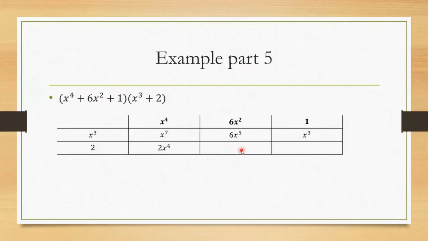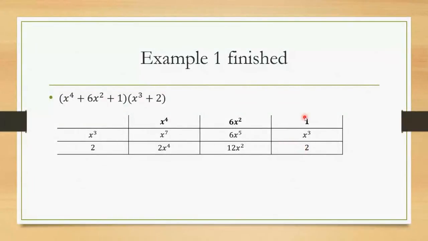For this one, we have 2 times 6x squared. When you multiply, you have 2 times 6. That gives you 12. And then you have just x squared. Again, when you multiply coefficients, normally you would add the exponents, but there's no variable here. So we just multiply 2 times 6. And finally, 2 times 1, that gives you 2. Row with the column term.